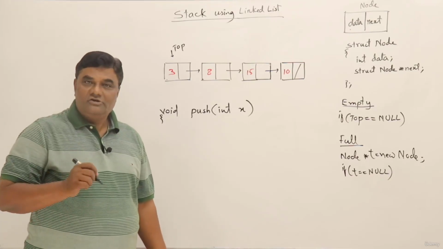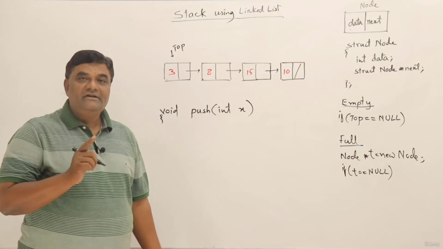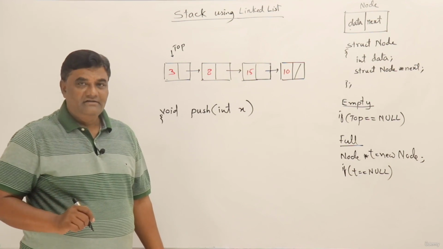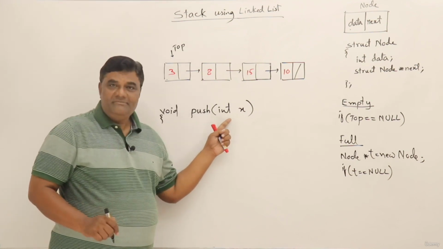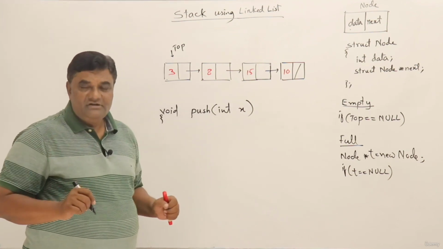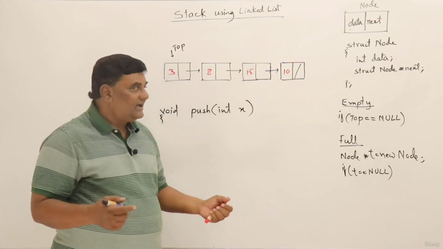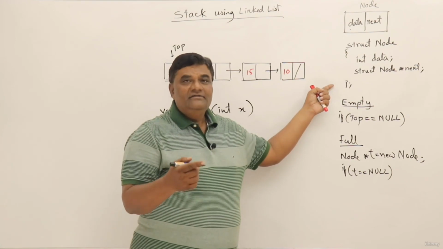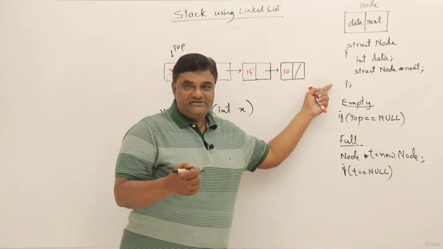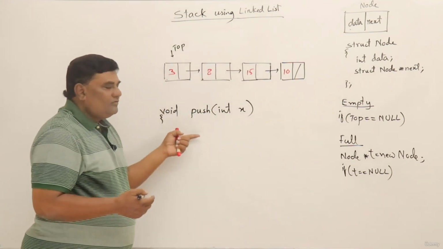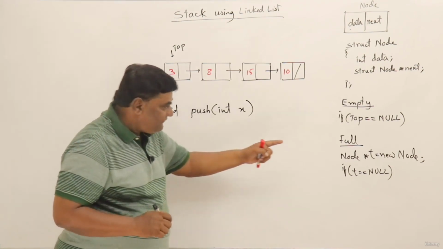Let us see the push operation, that is inserting an element in the stack. There's a push function which takes a parameter: the value to be pushed. The top pointer, assume that it is global. Top pointer is a pointer of type node, just like the first or head pointer of a linked list. Now what should we do in push? Check for the full condition.